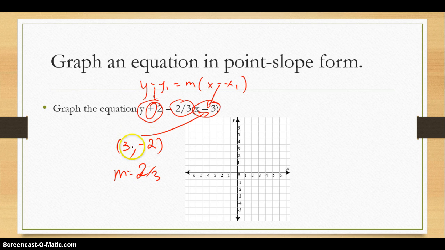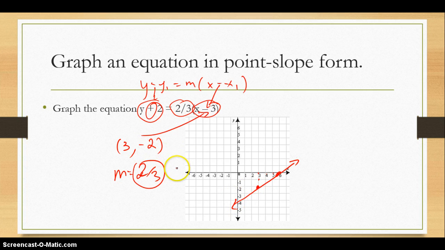So (3, negative 2), we're going to plot that point right there. And then 2/3, so we know it's rise over run. Up 2, 1, 2, over 3, 1, 2, 3. And we know that it's a positive line because our slope here is positive. So we can draw a connecting line here with our arrows.